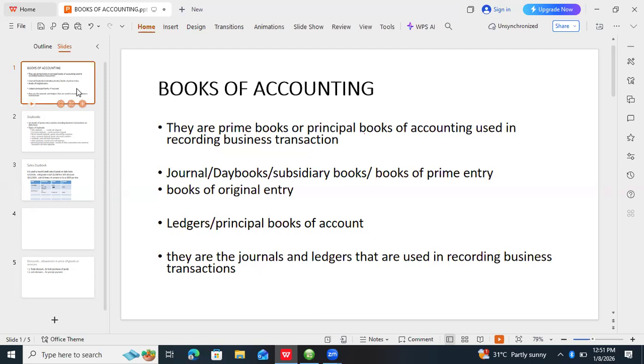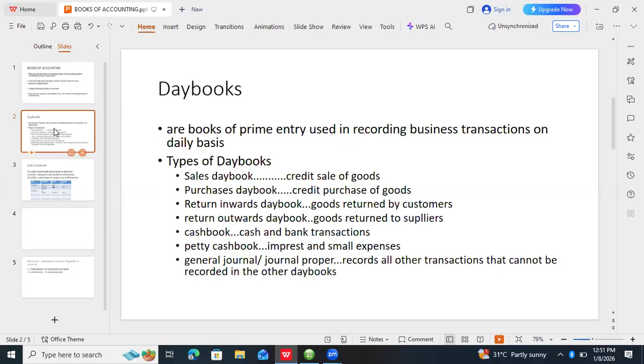Now, these books come in two forms or types, the day books and the ledgers. And I gave you the names of the day books. It could be the journal, subsidiary book, book of prime entry, or book of original entry. And then the ledgers are called principal books of account. We picked the day books or the journals, and we said there are 7 of them. Now, these books are used to record transactions first on daily basis. So they are prime books of entry or books of prime entry.